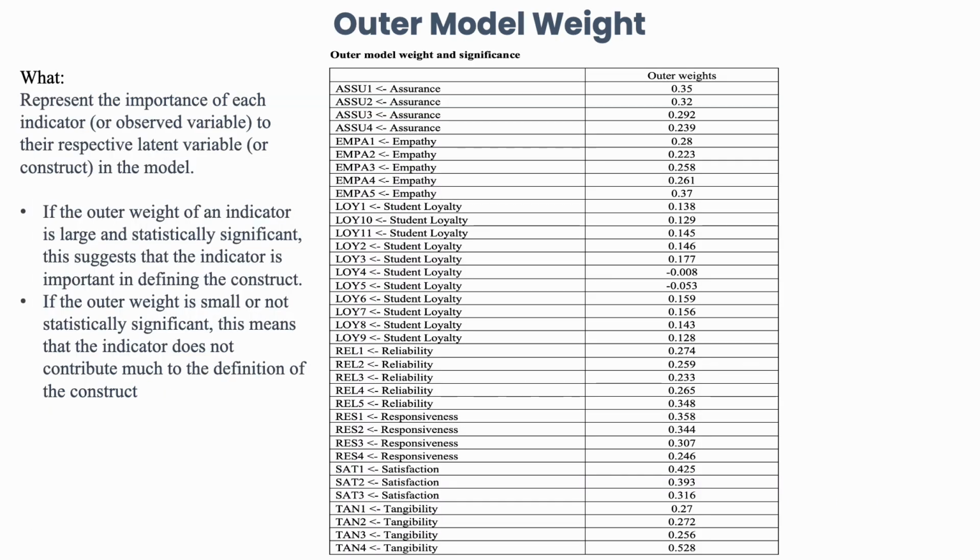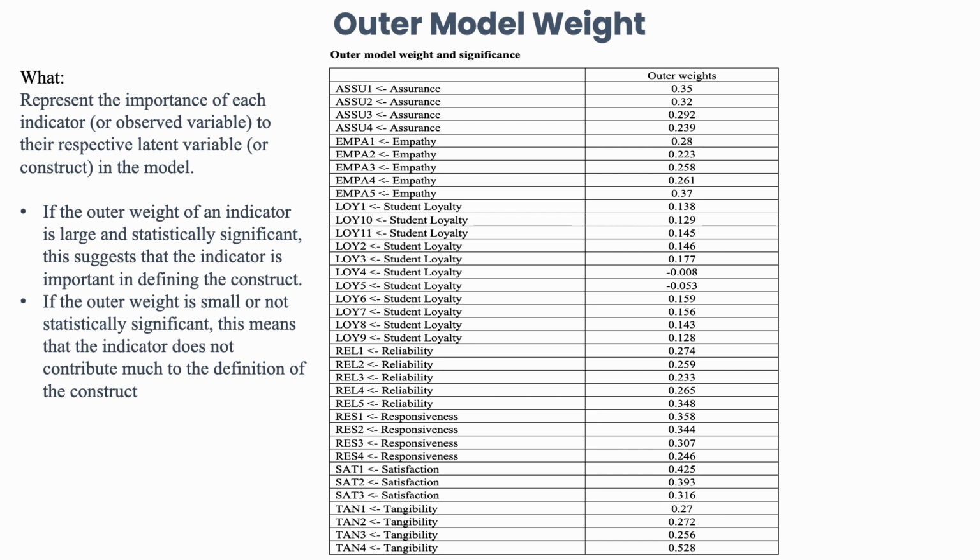Now, outer model weight. So, what actually is outer model weight? Outer model weight, also known as outer loading, represents the importance of each indicator or observed variable to its respective latent variable or construct in the model. In other words, these weights tell us how much an indicator contributes to the definition of the construct.